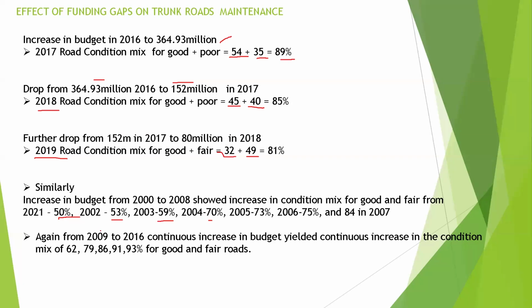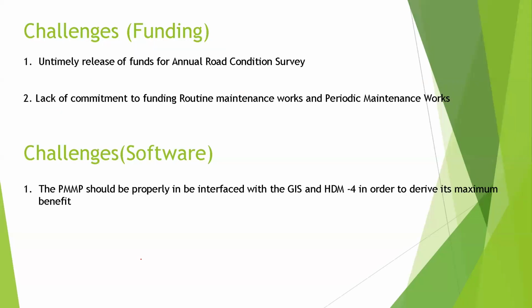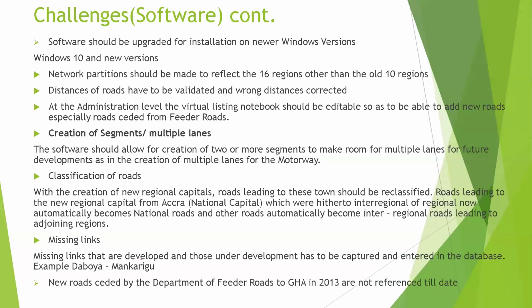And again, when road fund releases increased, the road condition mix of good and fair rose to 62, 79, 86, 91, 93 in that order. Yes, our untimely release of funds for the annual road condition survey is one of the challenges. Lack of commitment to funding routine and periodic maintenance is also part of our challenge as a nation. The PMMP software is not properly integrated or interfaced with the GIS, so these are some things we should look out for.